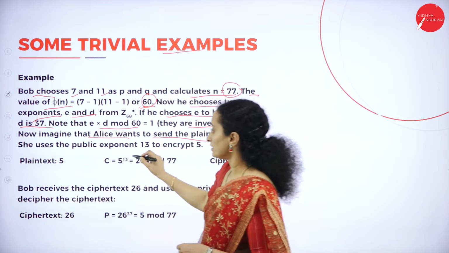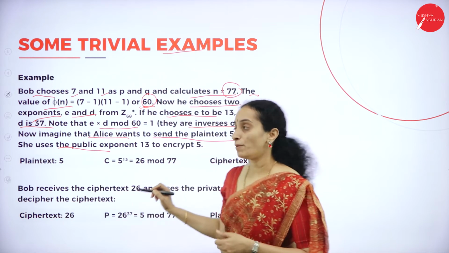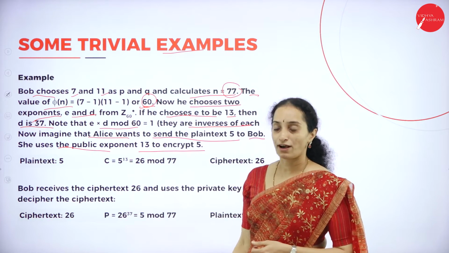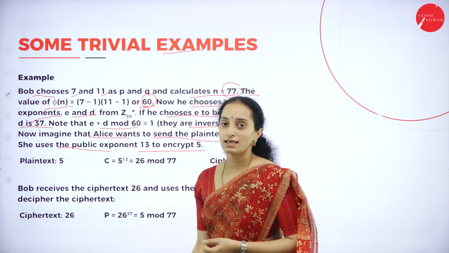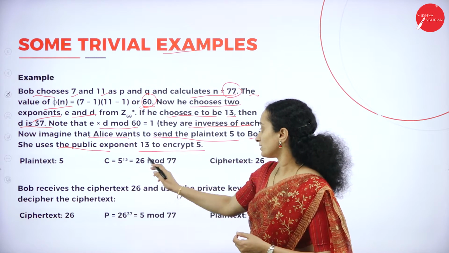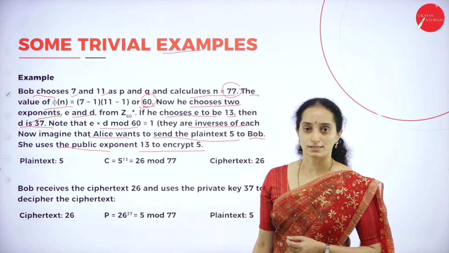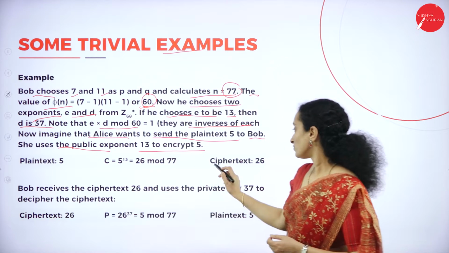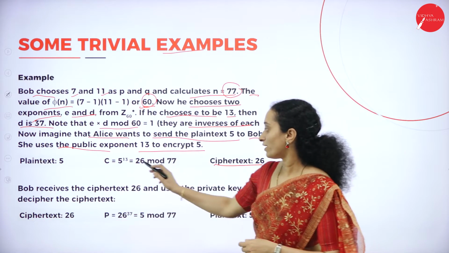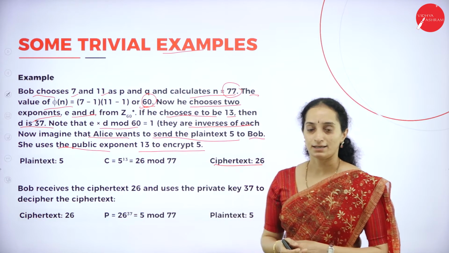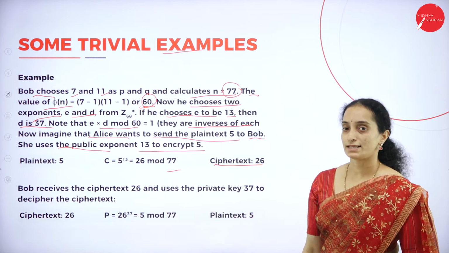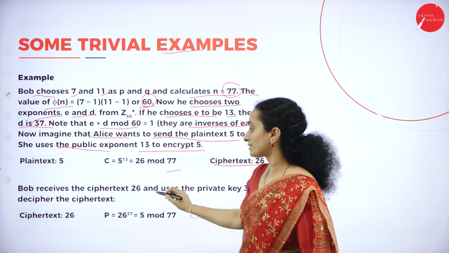So he, or she, uses the public exponent 13 to encrypt 5. What is the expression? C equals 5 to the power of 13, that is 26 mod 77. So the ciphertext you get is 26. 5 to the power of 13 mod 77, we get the ciphertext 26.